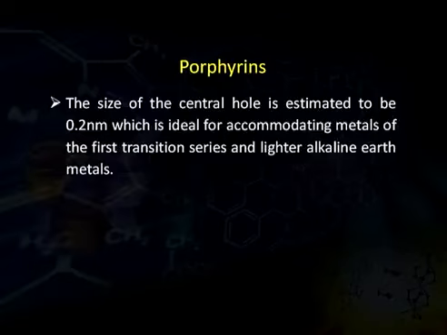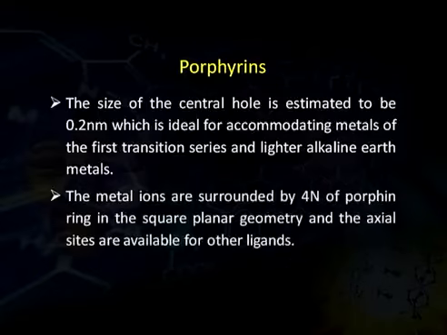The size of the central hole which is made by the 4 nitrogen is estimated to be 0.2 nanometer, which is ideal for accommodating metals of the first transition series and lighter alkaline earth metals like magnesium in case of chlorophyll. The metal ions are surrounded by 4 nitrogen of the porphine ring in the square planar geometry and the axial sites are available for other ligands. The porphine ring makes a square planar geometry because the porphine ring is planar in shape and these 4 nitrogen lie on the same plane, therefore, it makes a square planar geometry.